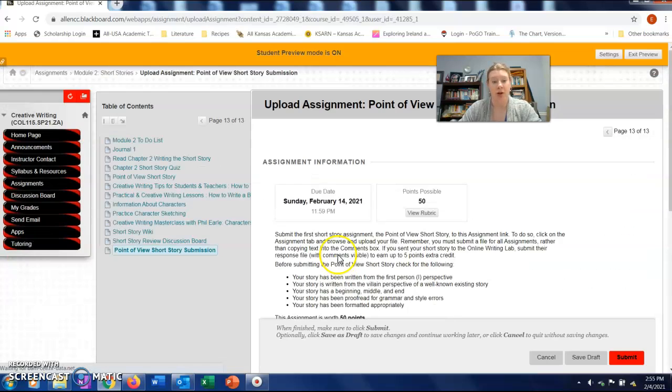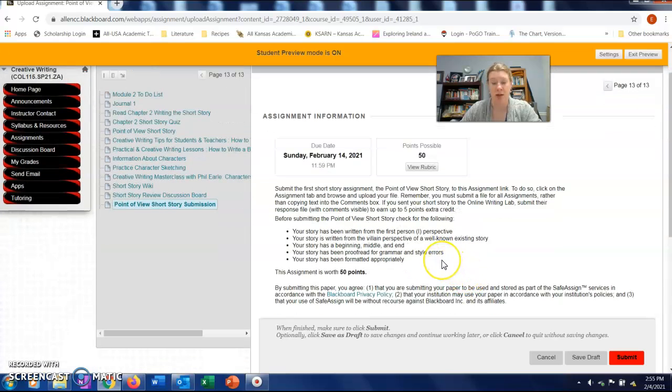The last thing you'll be working on is your first short story submission, and this is the point of view short story. So the most heavily weighted criteria is going to be writing. The story has to be written from a certain point of view. In this case, you are choosing a well-known story. A lot of fairy tales are used, but anything that's kind of contained. You want a contained story. And you're writing it from the perspective of the villain.